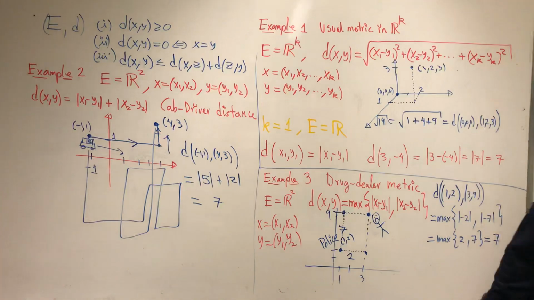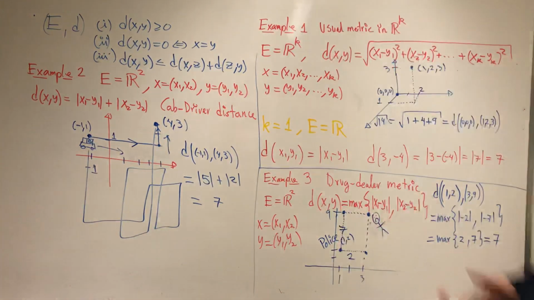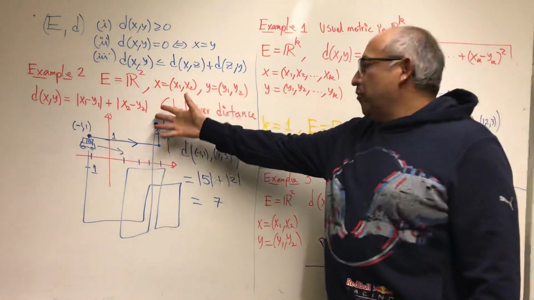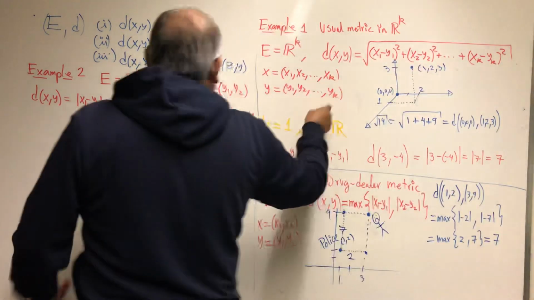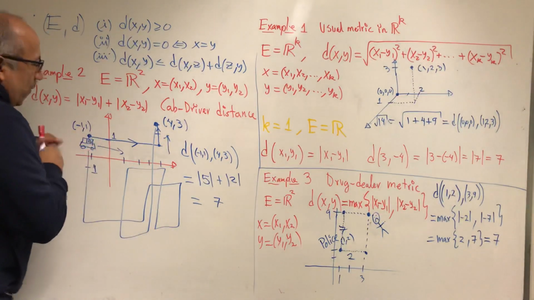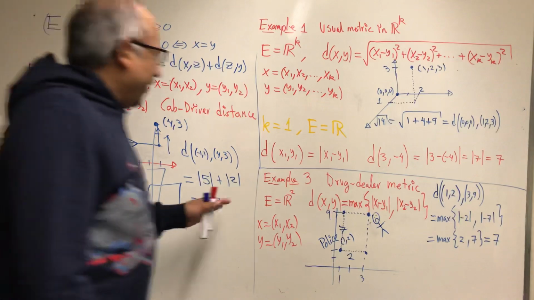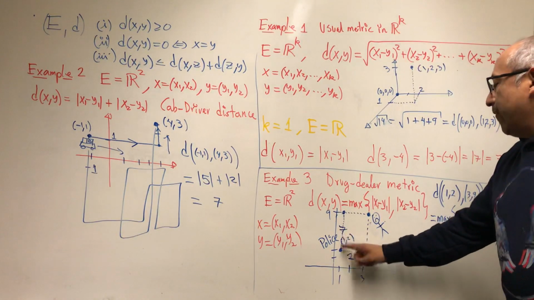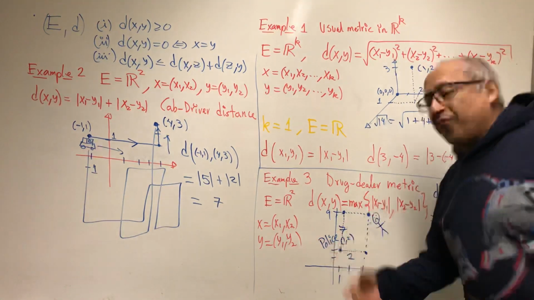All right, those are 3 examples. Now I'm going to allow you to digest these things. We have example 1, the usual metric. Example 2, the cab driver, the one that you travel like this and then like that. And then here's the drug dealer metric: how far are you from this individual in terms of identifying the face of the individual.